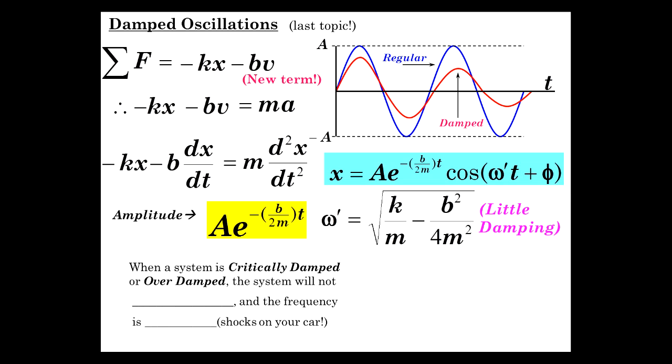Now, when a system is critically damped or overdamped, the system will not oscillate, and the frequency then ends up becoming 0. And so what that really means is when you have this thing shoot up, it comes down and then just kind of approaches 0 and never goes below the axis. So it doesn't oscillate. This is how an ideal car is designed. So the shocks on your car, when you go down, poof. It doesn't go boom, boom. It doesn't go boing, boing, boing.